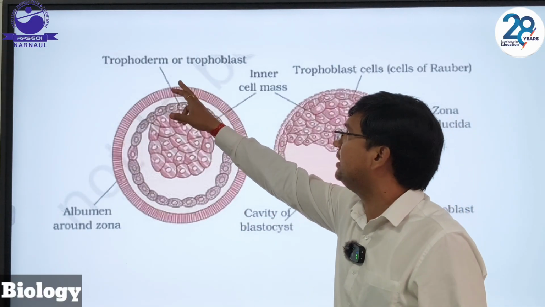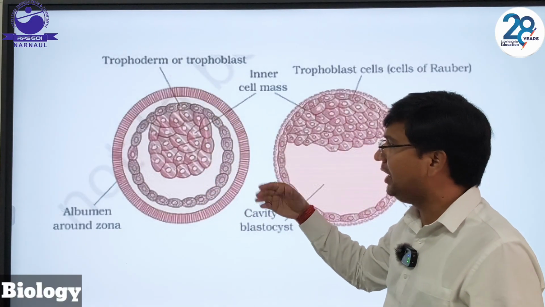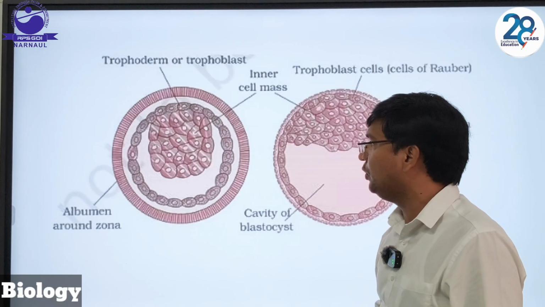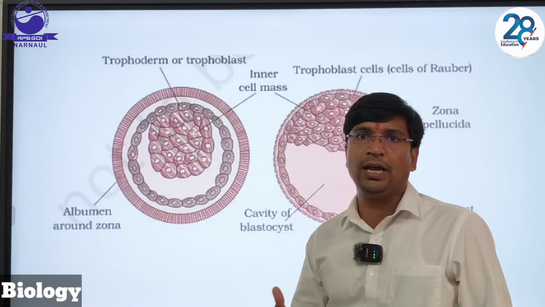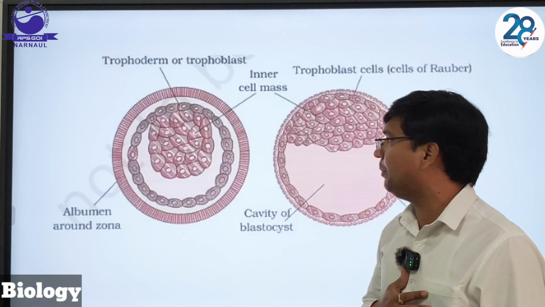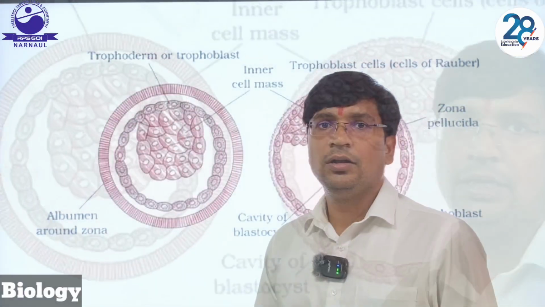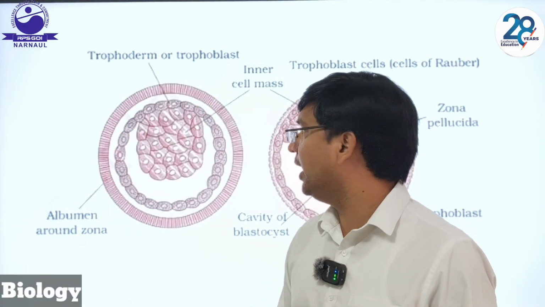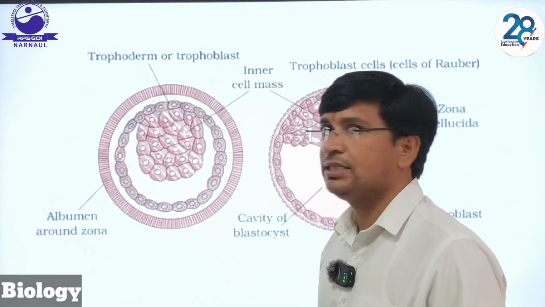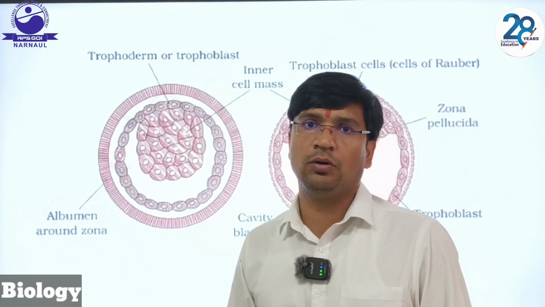And the trophoblast or trophectoderm, after implantation, differentiates into the amnion and chorion, which play an important role in the growth and development of the fetus. Now we will go to the lab to observe these slides under the microscope.